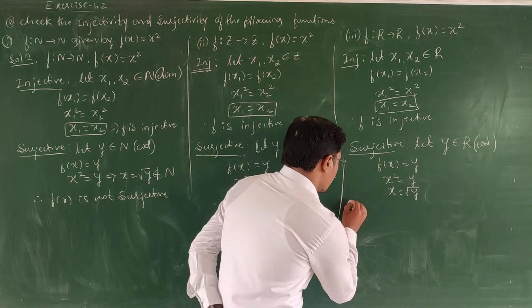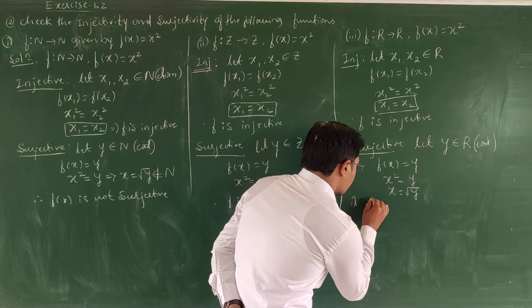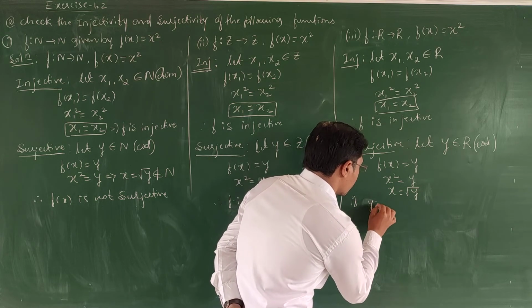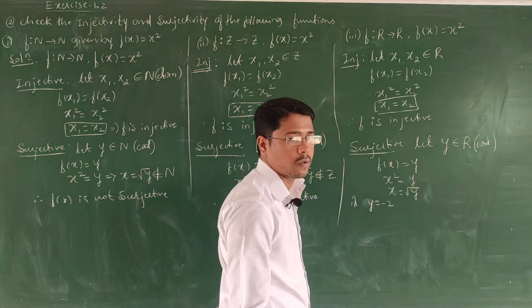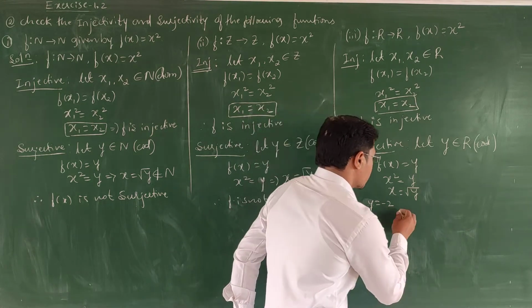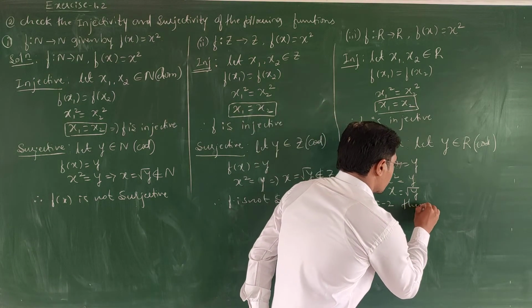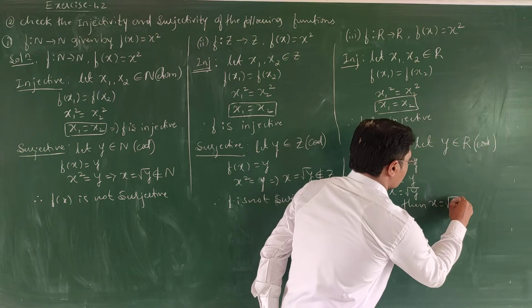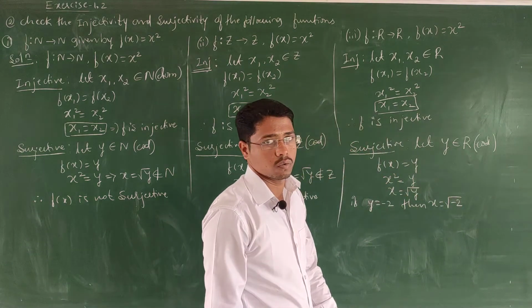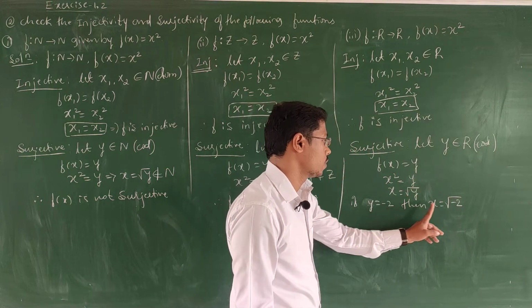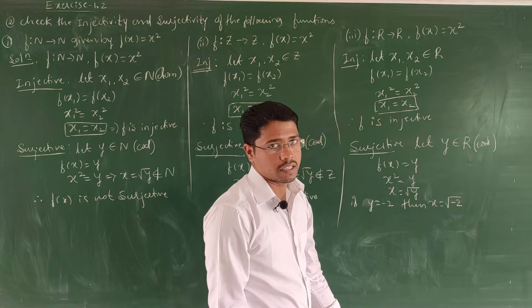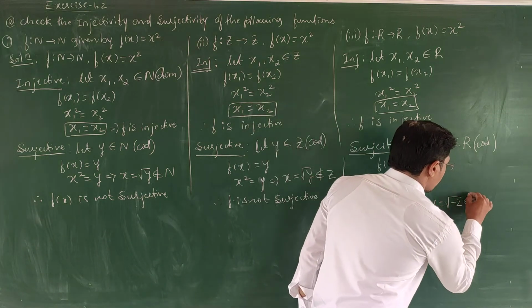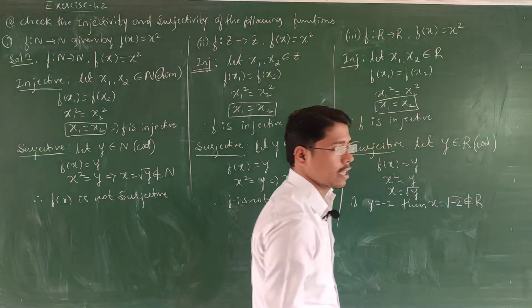But if y equals minus 2, then x equals root of minus 2. Root of minus 2 is a complex number. This doesn't belong to the set of real numbers.